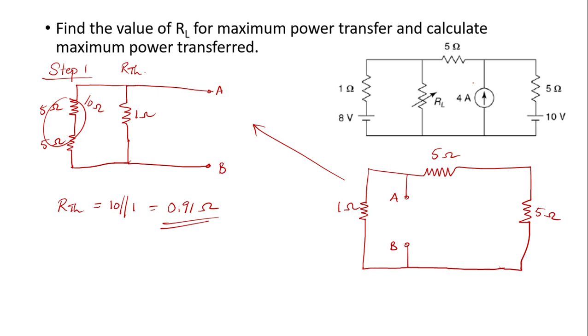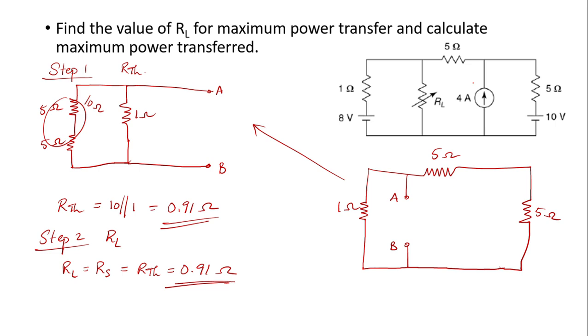Our next step, step 2, is to find the value of the load resistance. Step 2 is you need to find RL, and we know that RL is equal to the source resistance, which is equal to RTH, which is equal to 0.91 ohms. So that is your load resistance.